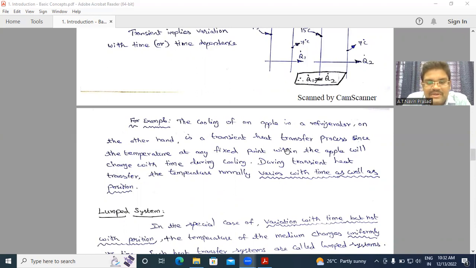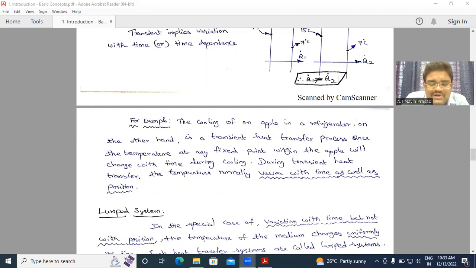Okay, so at 2 p.m. the apple will be, for example, the apple from the refrigerator. When I take the apple, the temperature is about 4 degrees Celsius. After a few minutes or a few hours, we can see the temperature of the apple will be equal to the room temperature. So it depends upon the time as well as the position.